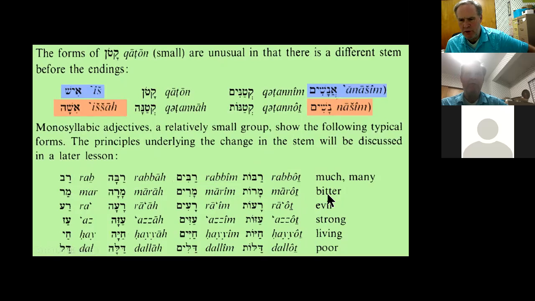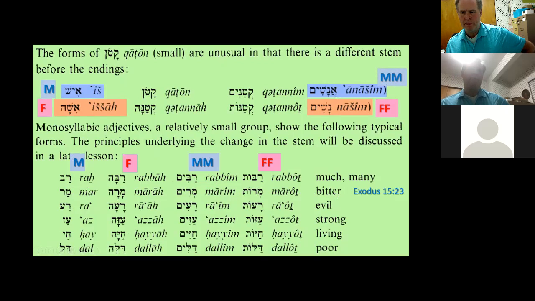Okay, for something that's bitter, mar, mara, marim, marot. You may remember that when Moses was taking the people, they came to a spot that was called Marah. This is in Exodus 15:23, where they came to the water and the water was bitter. And so the Lord told Moses to smack the rock, and the rock had water, came out and healed it, and then they could drink the water. So that part that was bitter came from the word for bitter, Marah.